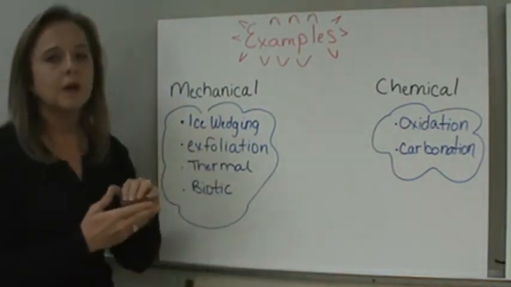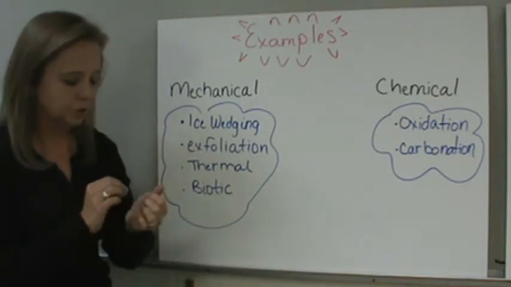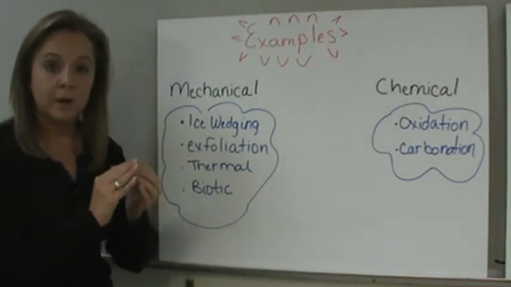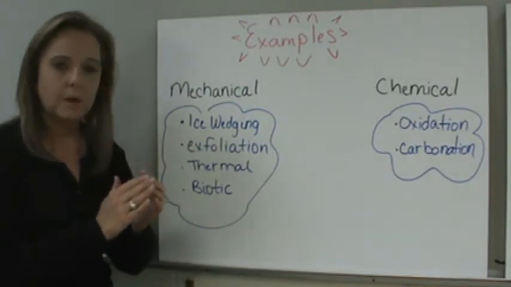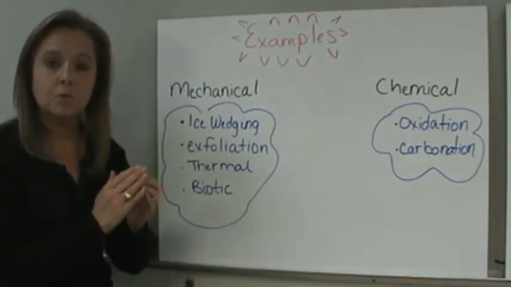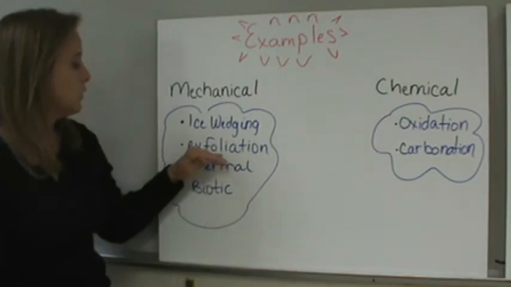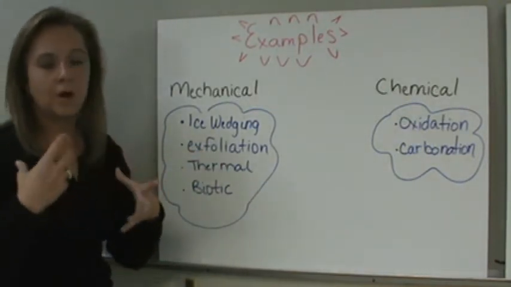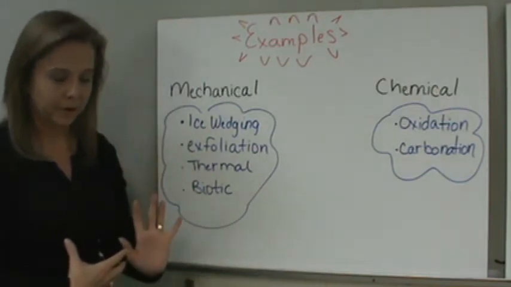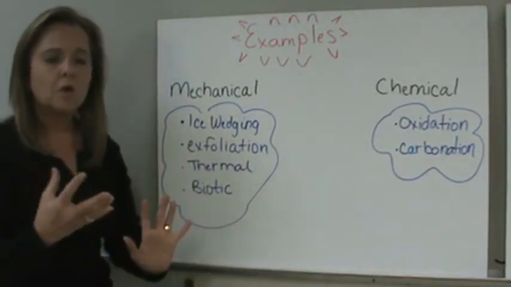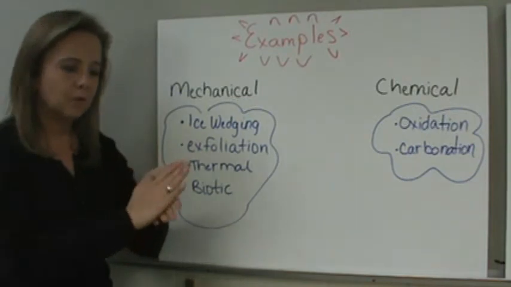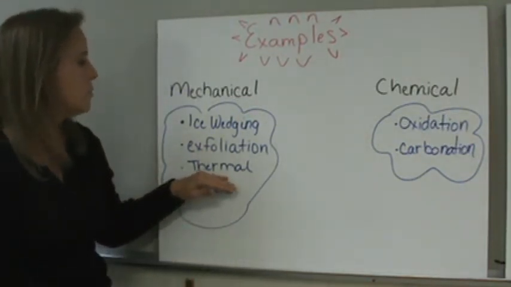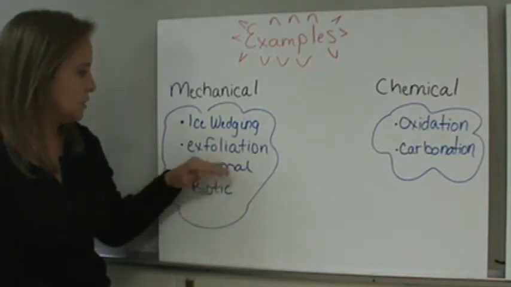Exfoliation. The best way I can explain exfoliation is what you do with a nail file when you trim your nails. You take something abrasive like a nail file and rub it up against something else, your nails, and it wears them away. Exfoliation happens when wind or some other agent of weathering picks up rocks and other sediments and rubs it off. That's exfoliation.